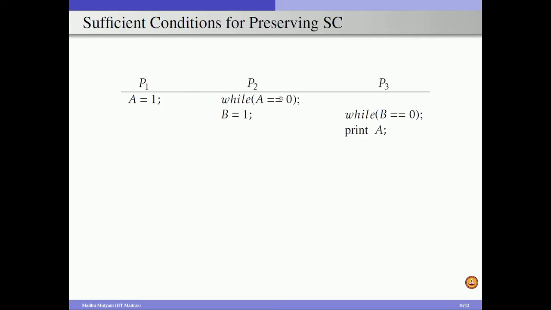Once a equal to 1 is read, the while condition is false in core 2, and it immediately executes b equal to 1. When core 2 writes the value 1 to variable b, it sends an invalidation signal, and assume that this invalidation signal immediately reaches core 3. But the previous invalidation signal sent by core 1 has not yet reached core 3.